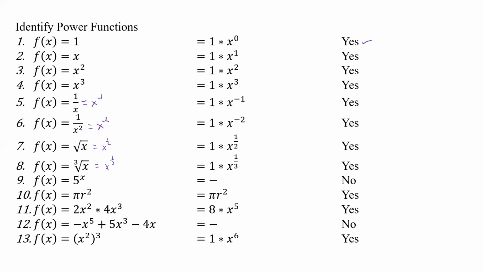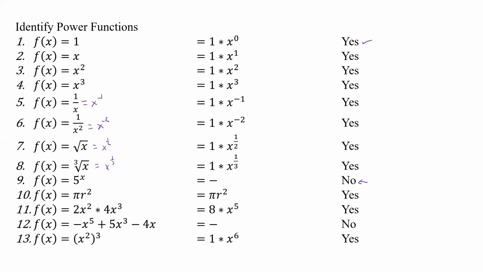But what about this one? Well, this one, our exponent is x. And because of that, we cannot rewrite this no matter what we try into a power function. So that is a no. We cannot do that one. Okay. Well, what about this one? Well, in this case we're using r instead of x, but that's still a variable. Pi is just a number, so it's some number times an r squared, and so that is a power function.